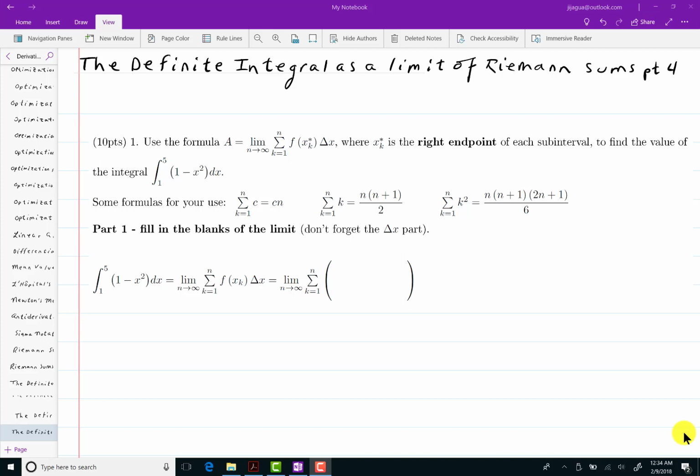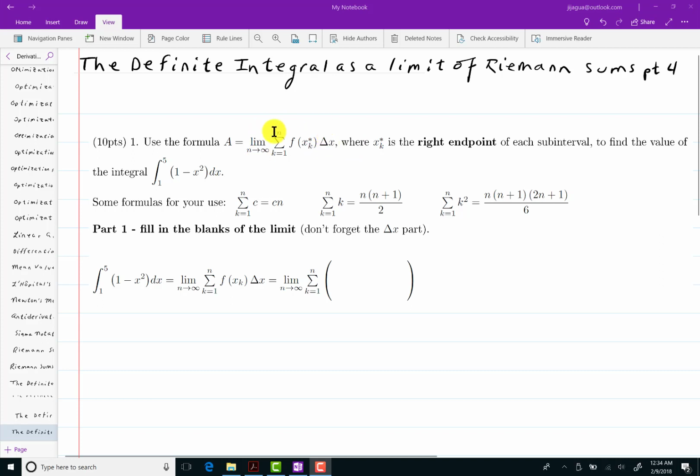All right, I thought I would do one last definite integral as a limit of Riemann sums, and this comes from an old test that I gave. And so what we have is: use the formula A equals the limit as n goes to infinity. This A corresponds to the notation that was in the textbook.